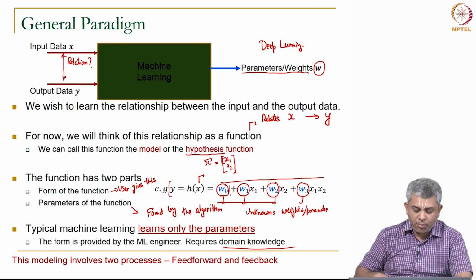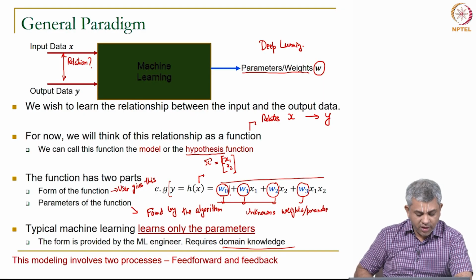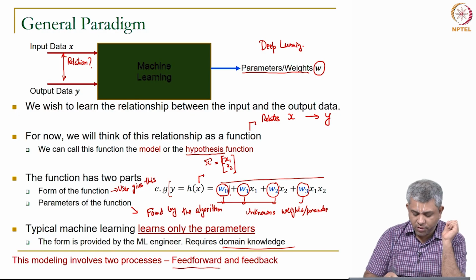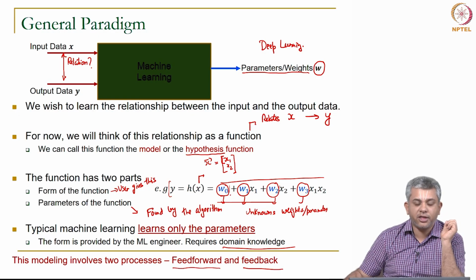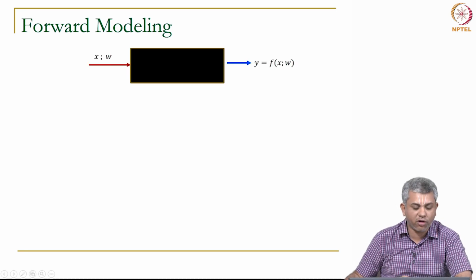Now, this modeling process, which is going to figure out these parameters or weights, involves two separate processes. One is called feed forward and one is called feedback. Let us see what these are. Okay, so let us look at feed forward, or forward modeling.